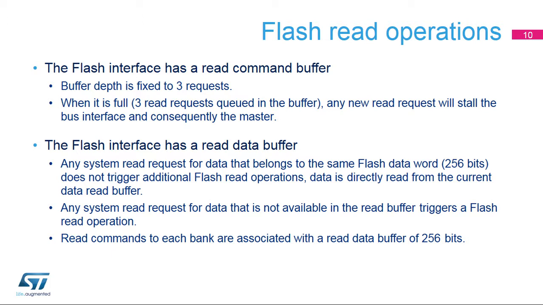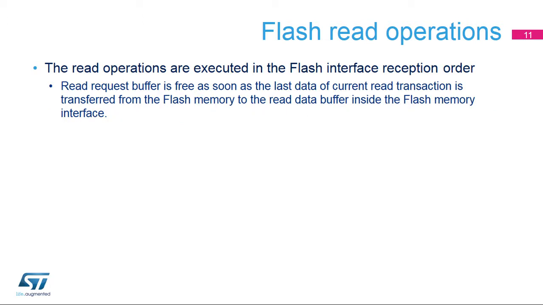If several consecutive read accesses request data that belongs to the same flash data word, 256 bits, data is directly read from the current data read buffer and does not trigger additional flash read operations. The read command queue buffer is free as soon as the last data of the current read transaction is transferred from the flash memory to the read data buffer inside the flash memory interface.